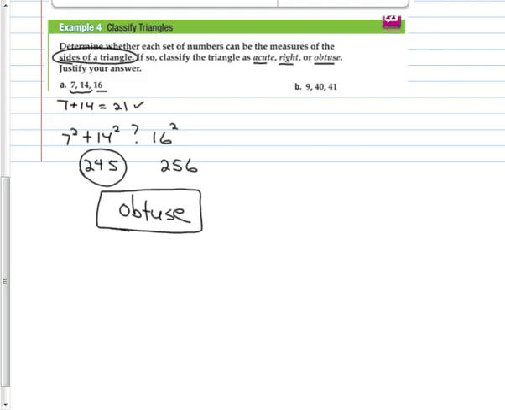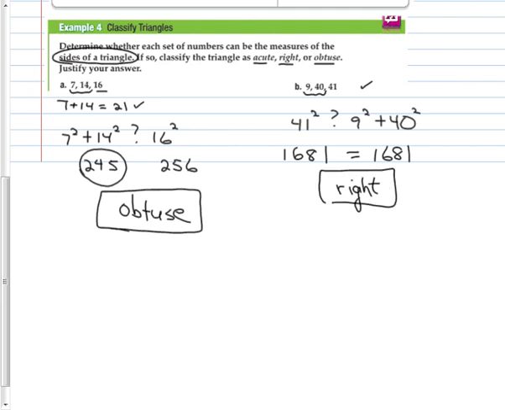So let's check this one. Add 9 and 40. Does it make a triangle? Yeah, 49 is bigger than 41. We have a triangle. So let me do it in the order they say. 41 squared, we're going to compare it to 9 squared plus 40 squared. What do you get for 41 squared? 1,681. What happened on the other side? 1,681. So what does that mean? Right. It's a right triangle. It fits the Pythagorean theorem. Must be a right triangle.